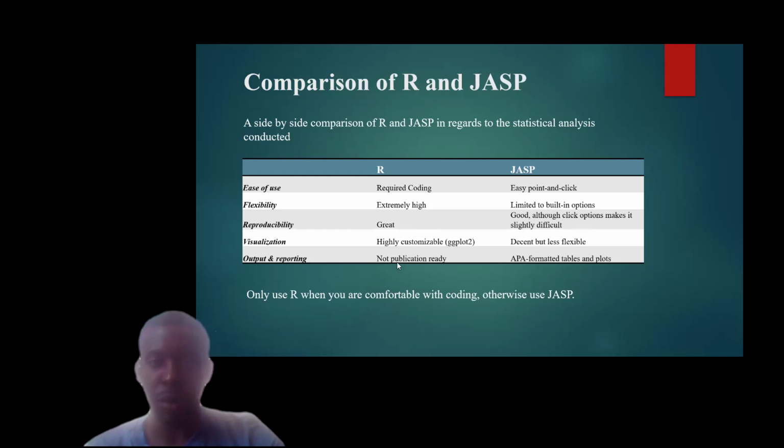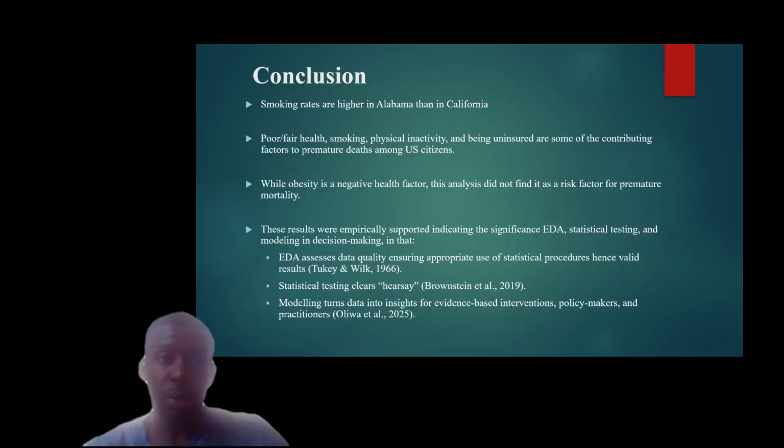Output and reporting is publication ready. APA format tables are easier to do in Jamovi. You only need to use R when you are comfortable with coding. Otherwise, Jamovi is better for me because I'm not the greatest coder. I know it took me a lot to learn this stuff in this class, but I like Jamovi a little more than I liked R.